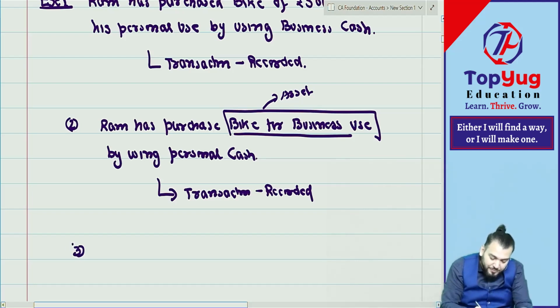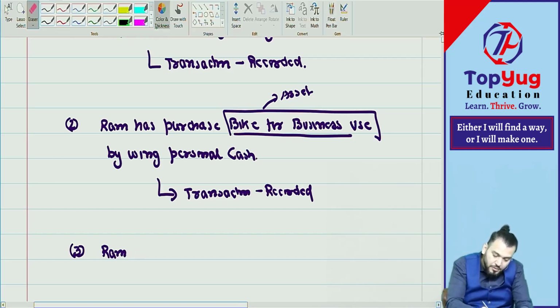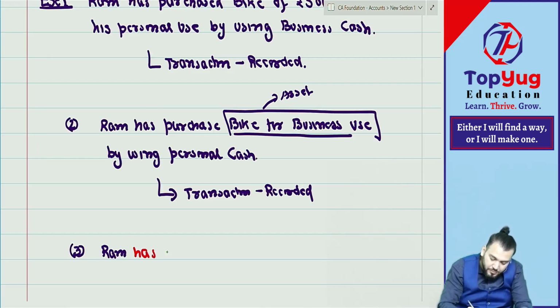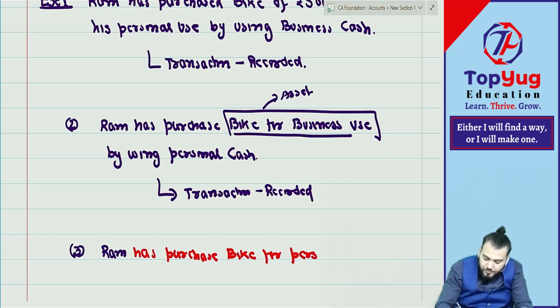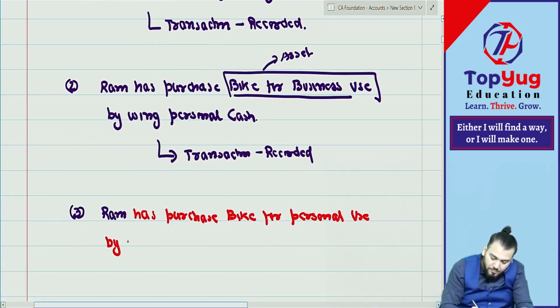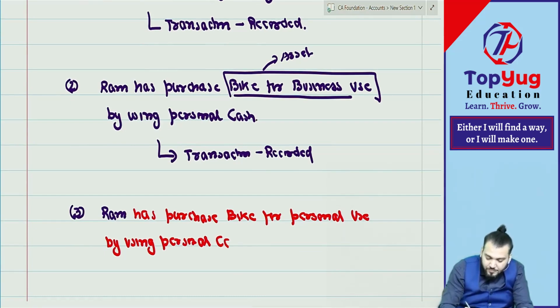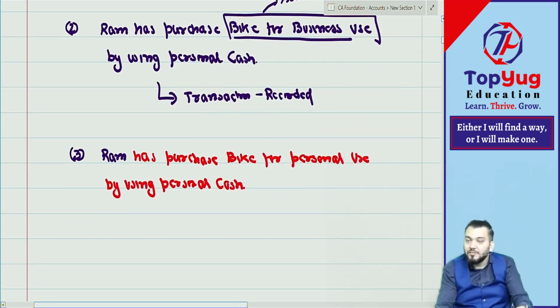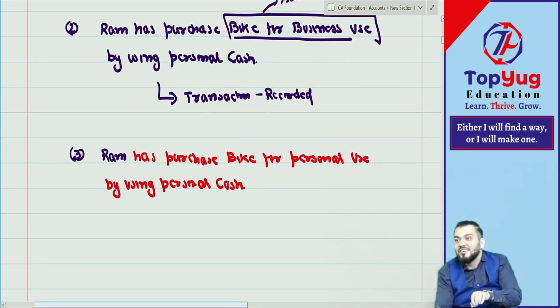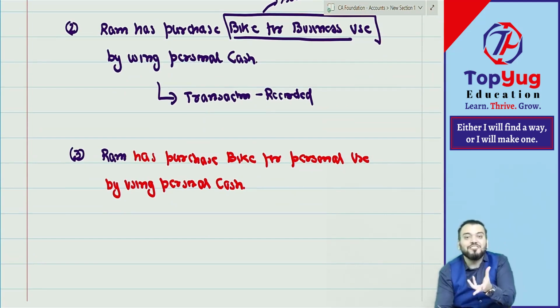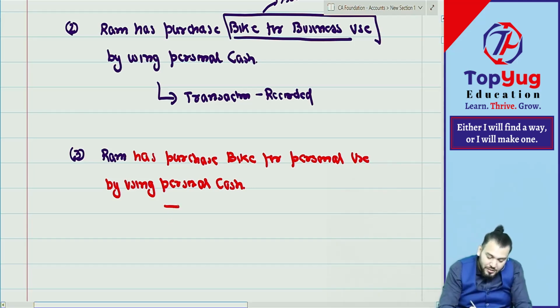Now, if I say in this way, Ram has purchased a bike for personal use by using personal cash. Understood? So now it is not a transaction, because now it will not affect the financial position of business. Understood? So now it is not a transaction.